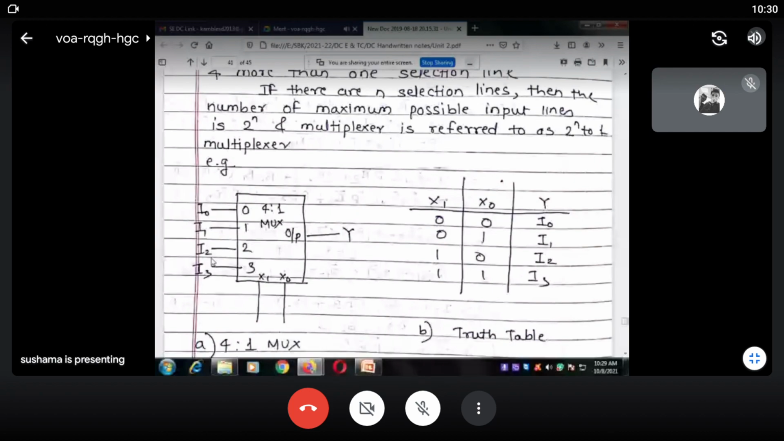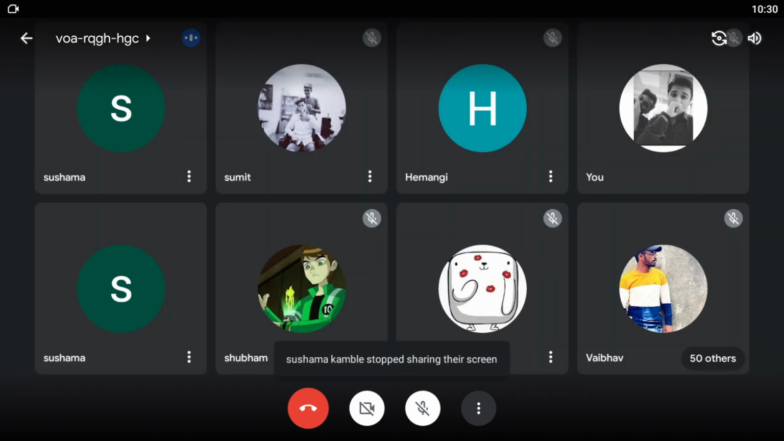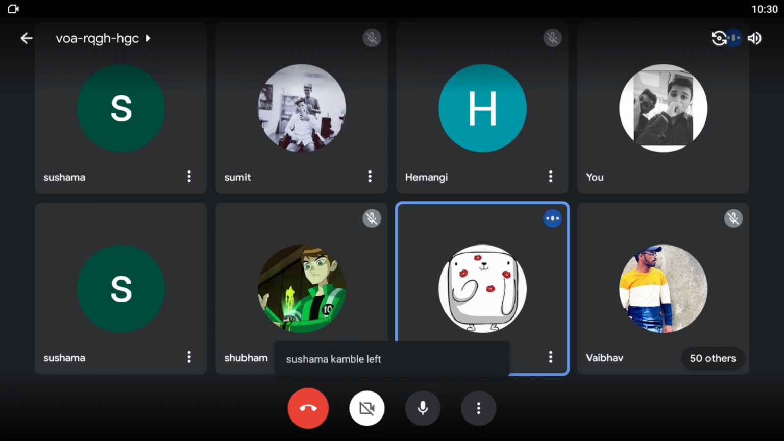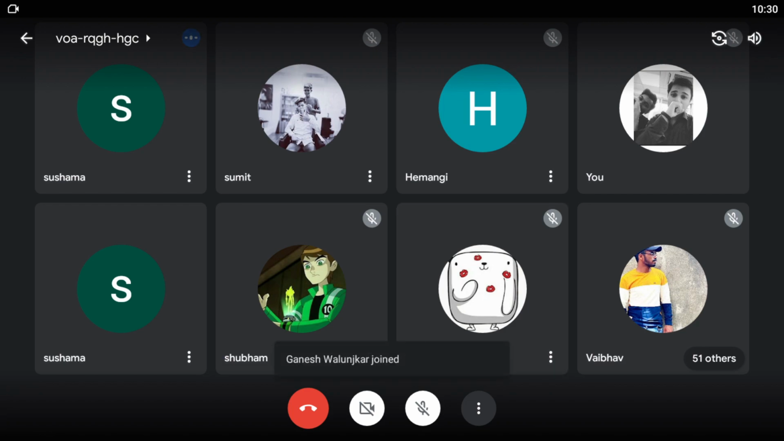Okay. For the 2:1 mux, what should be the selection lines there? Already we have discussed. Why is the screen sharing not working? Yeah, network issue.